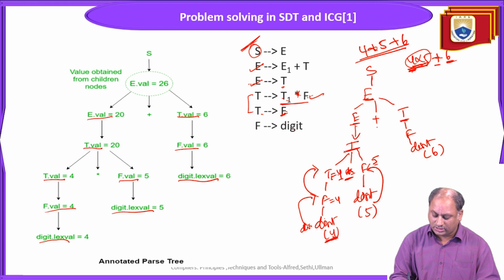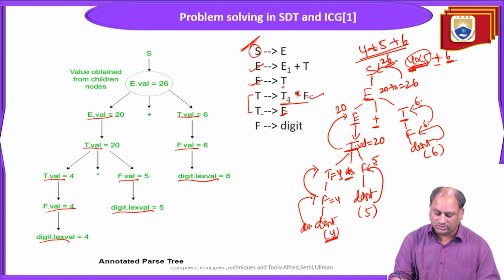Here it performs T dot value. What it performs? The 4 star 5, and it declares as value 20. Now this is passed to this E dot value. This is 20. Here the digit value is passed to F. Here 6. Now 6 is available to T dot value. Now this 20 plus 6 is available at this one, that is 26. So 26 is passed to the root node, that is S.